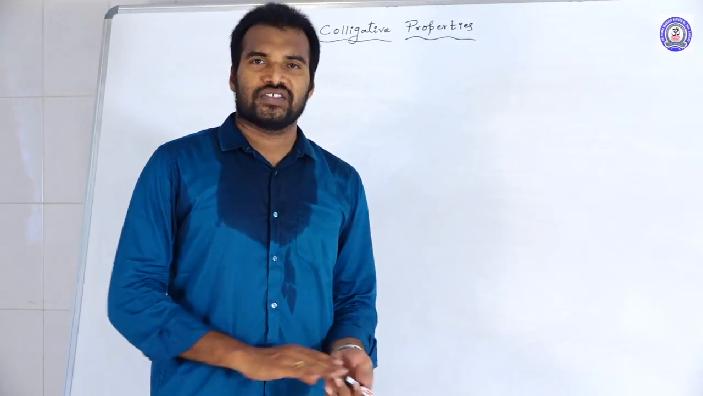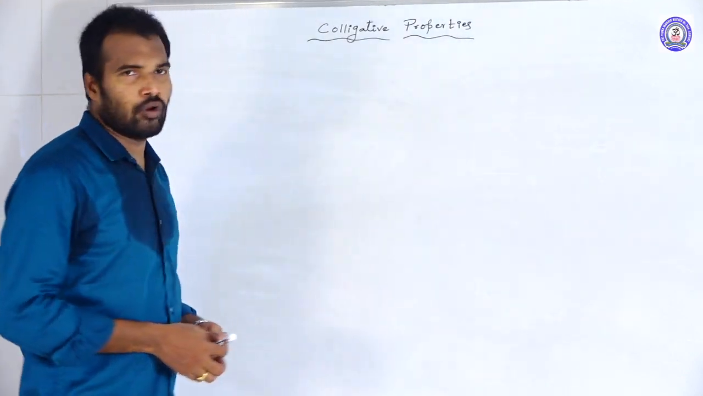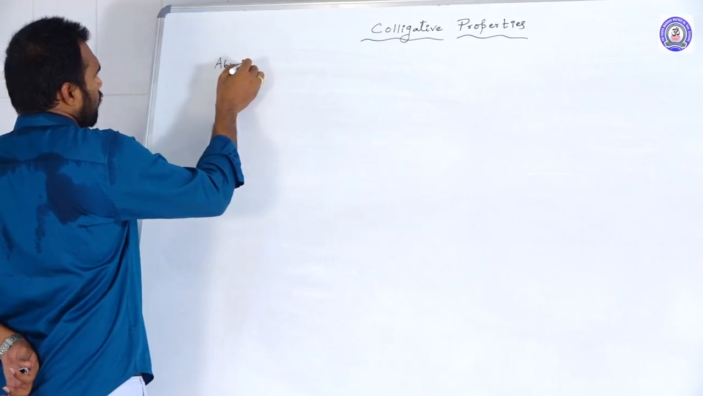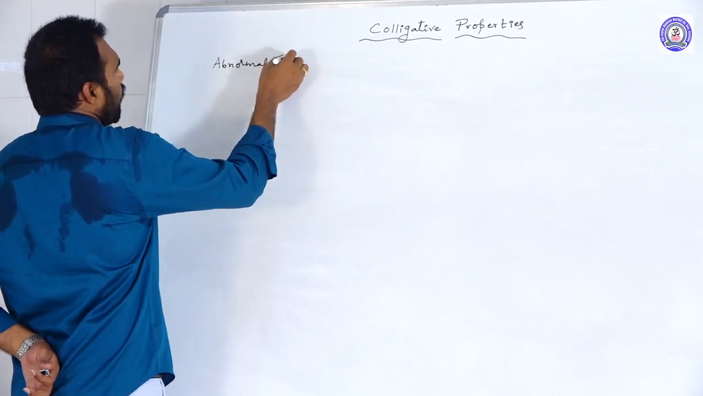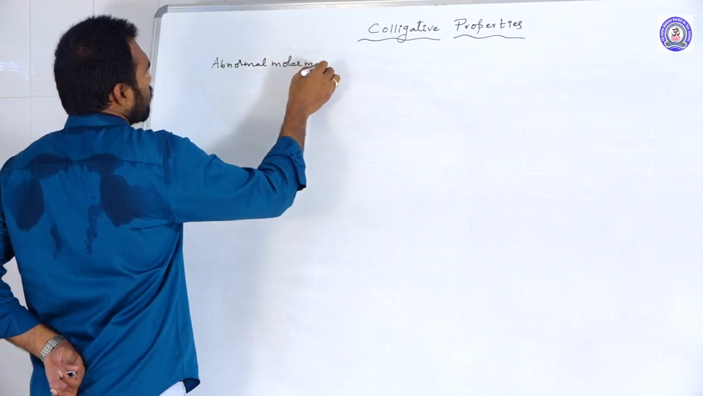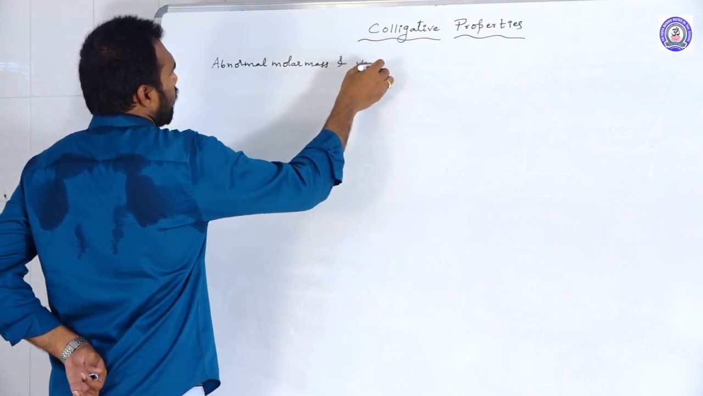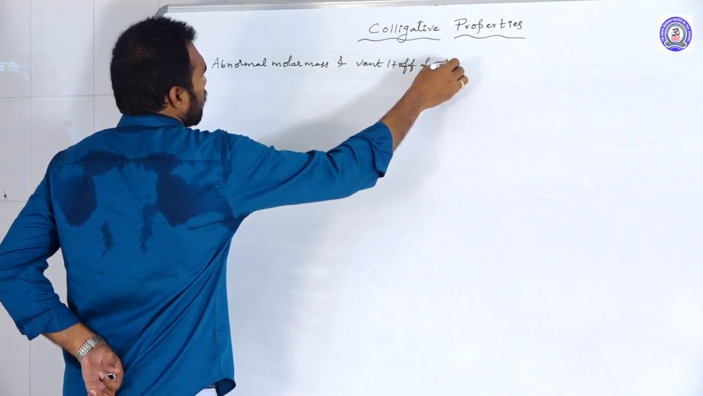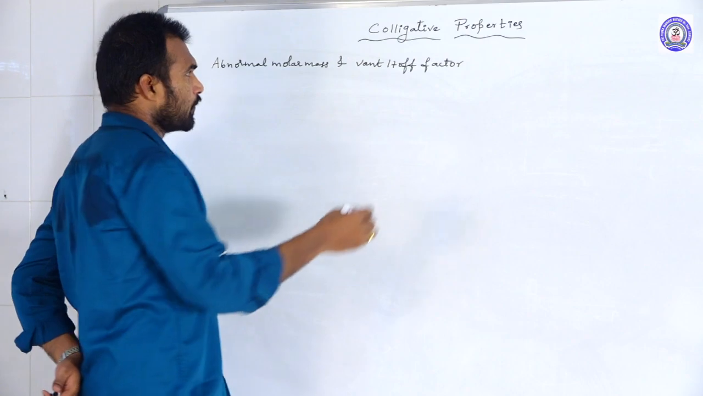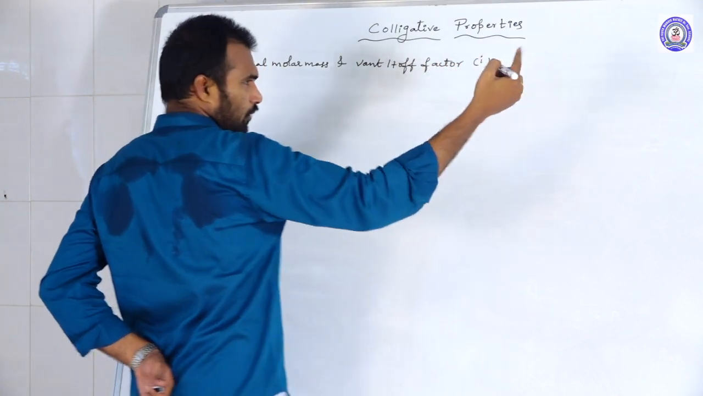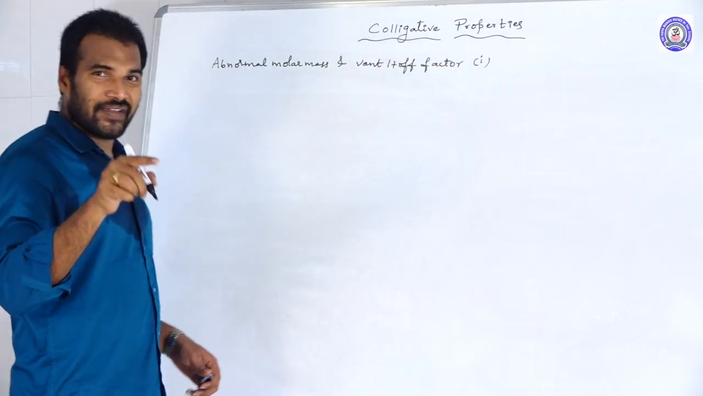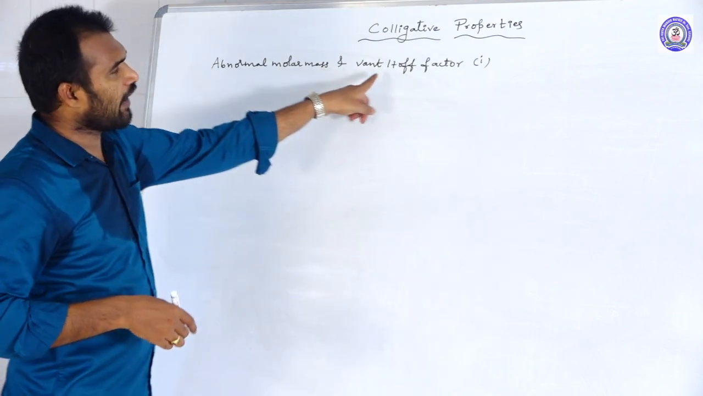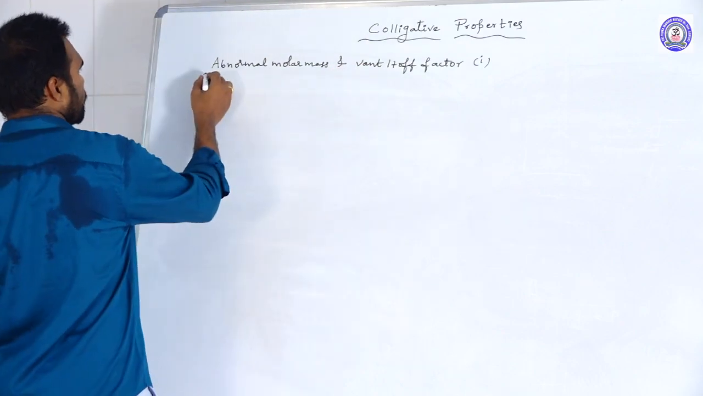We move to the next concept: abnormal molar mass and Van't Hoff factor. In this, Van't Hoff's factor we represent with i. Previously, the i value we understood, so there i is nothing but Van't Hoff's factor. Now we are going to discuss that.